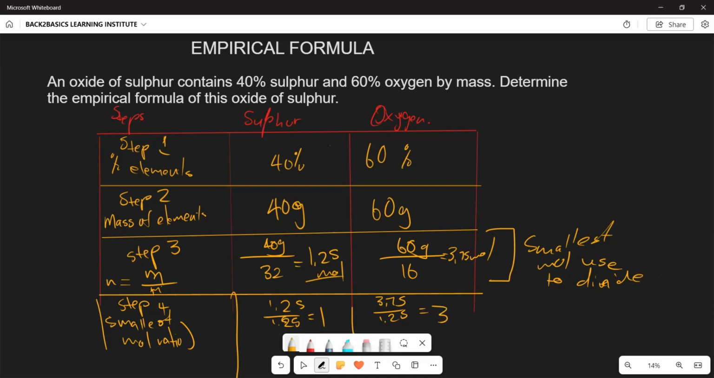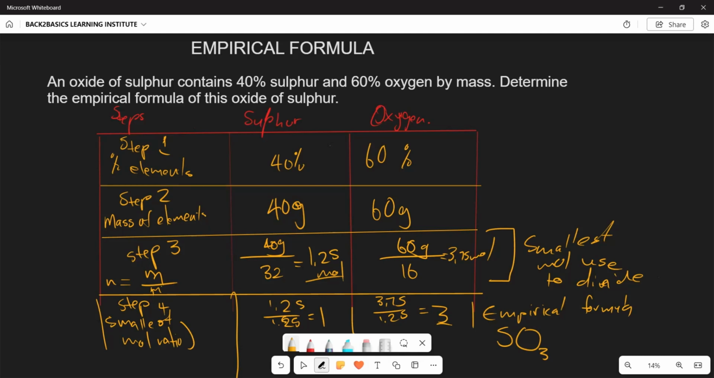So which means now from here, what is going to be the empirical formula? We are going to take the ratio. What is your sulfur? Your sulfur is S. And what is the ratio for sulfur? It is 1. But S1 is still the same thing, right? And your oxygen, it is given by 3. So this is going to be the empirical formula of this particular reaction.